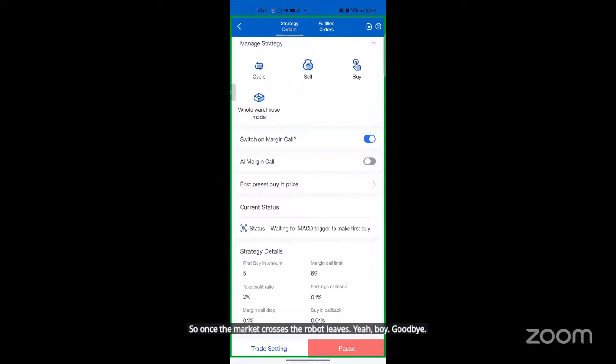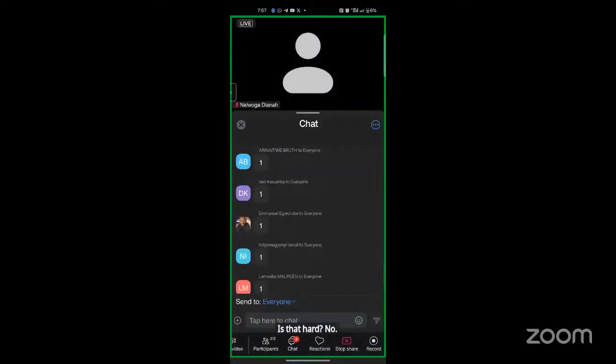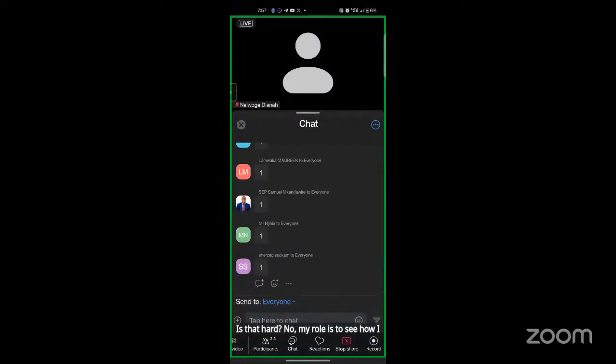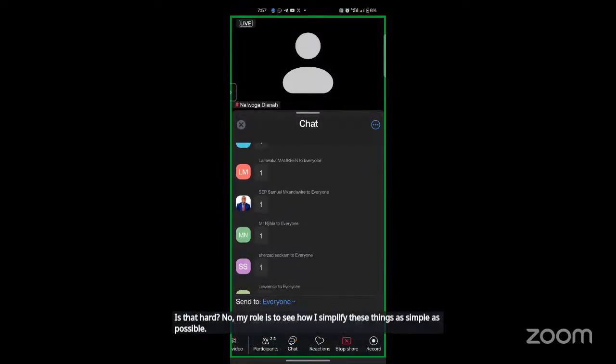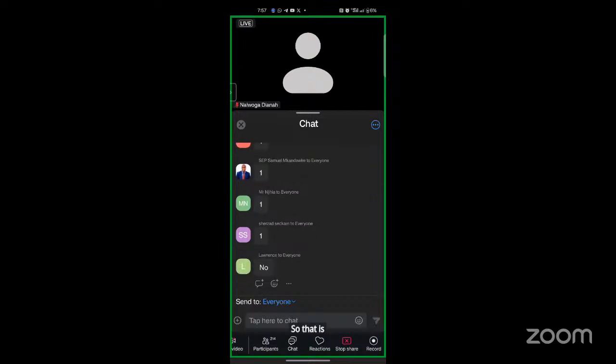Is that hard? No, my role is to see how I simplify these things as much as possible. So that is how you easily trade.